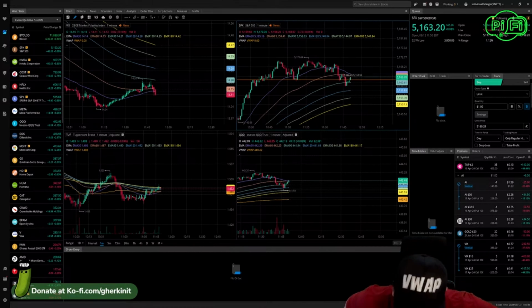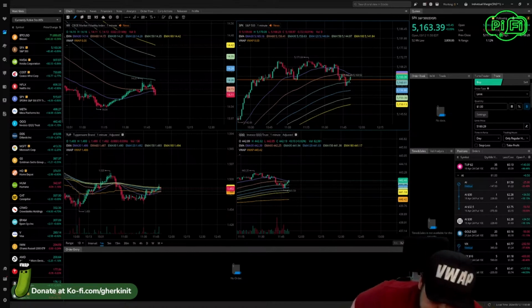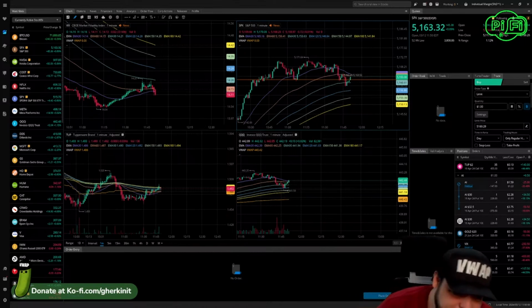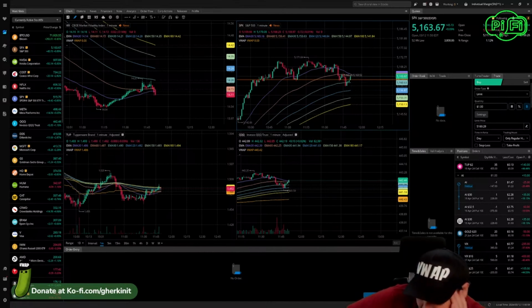Sure. Does VWAP come into play at all when factoring the MM sell-off? Yes and no. The MM's neutral point is not necessarily VWAP.